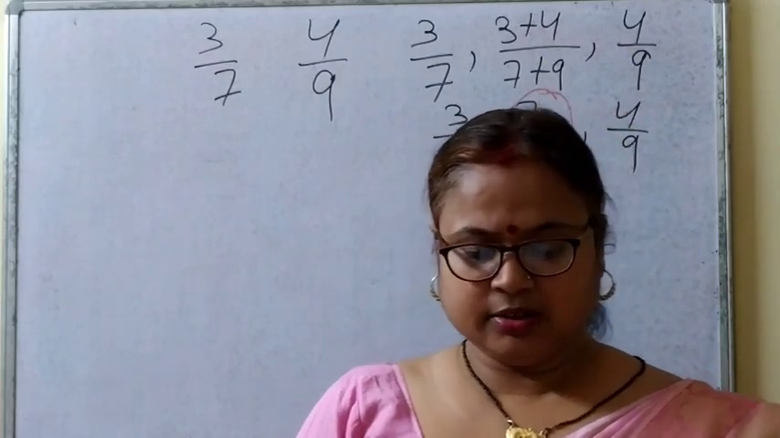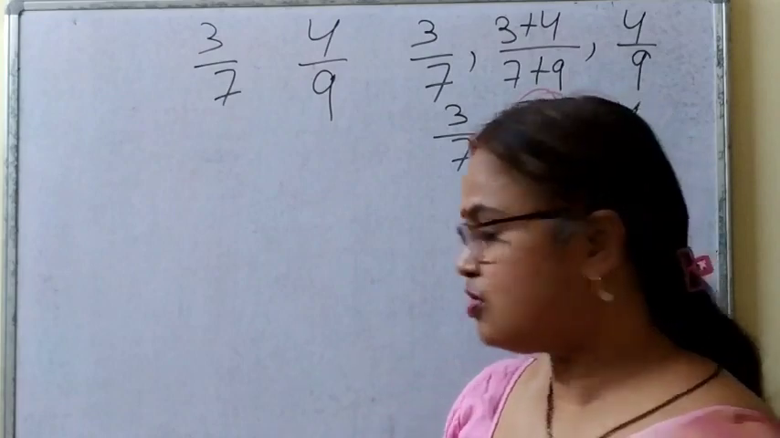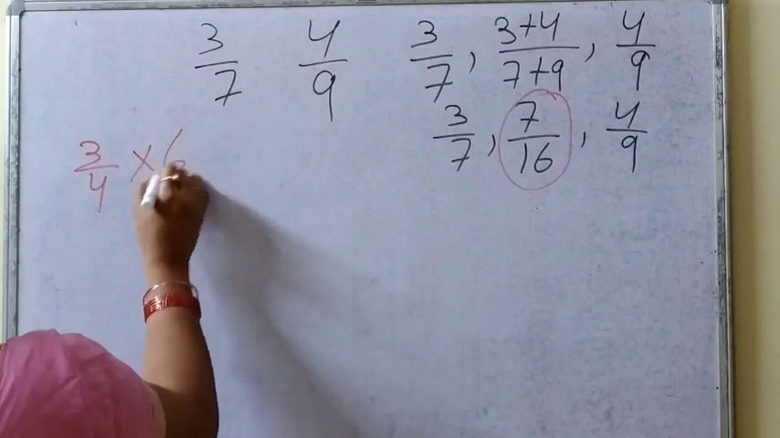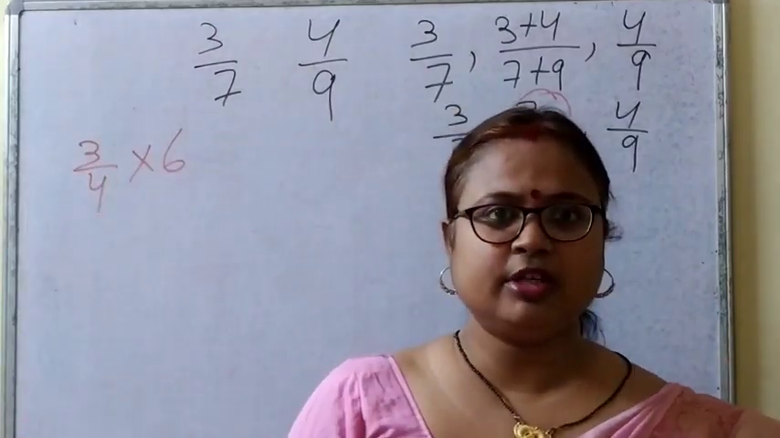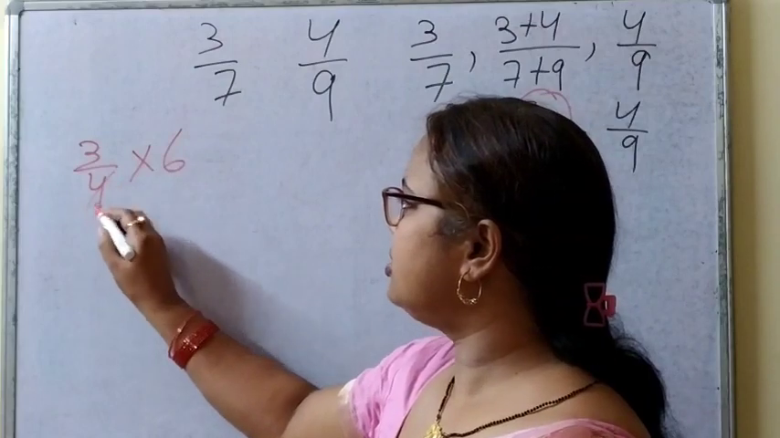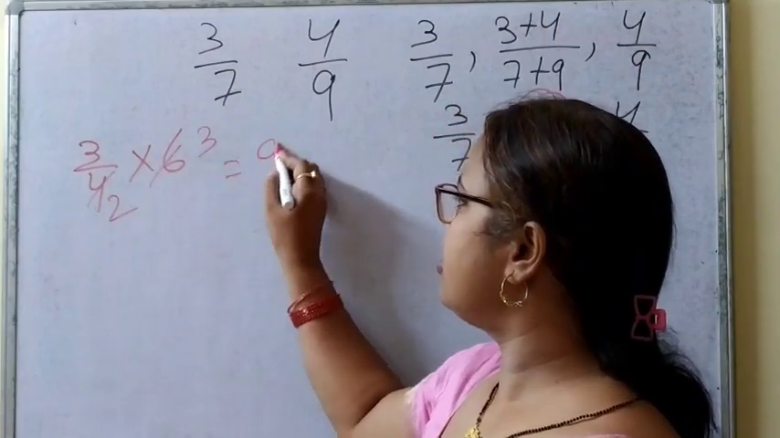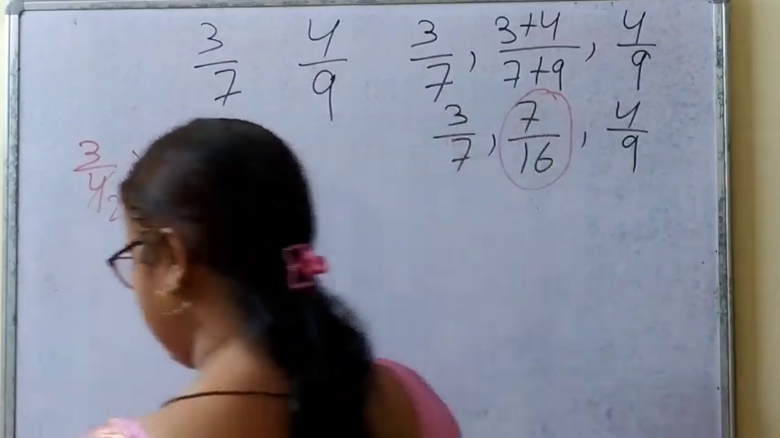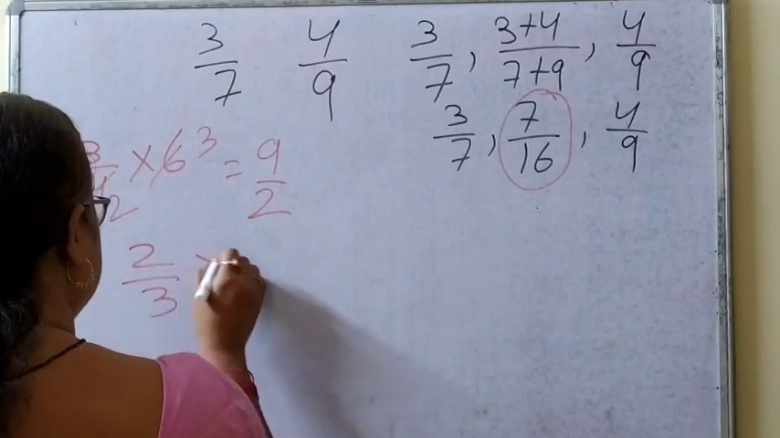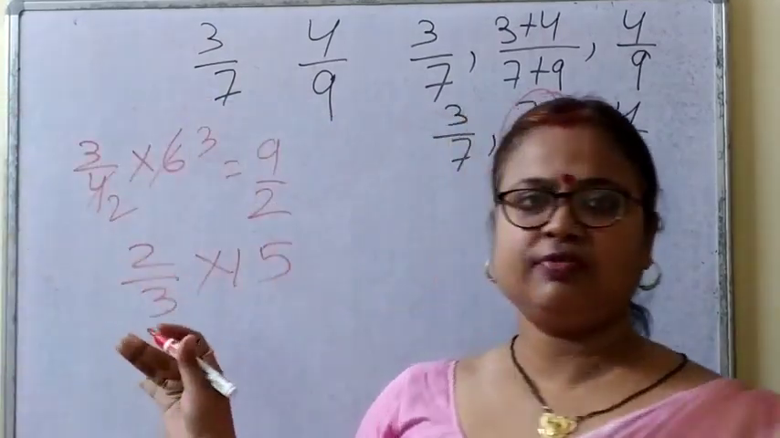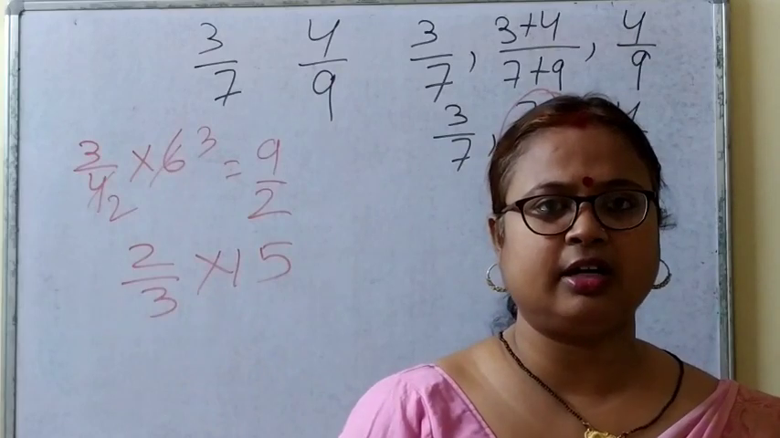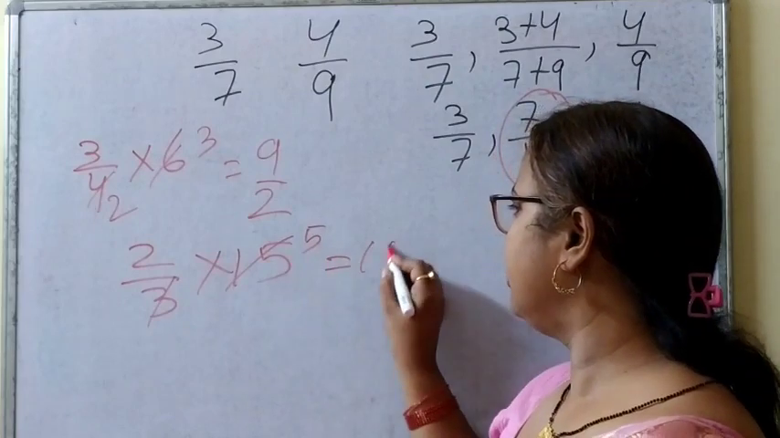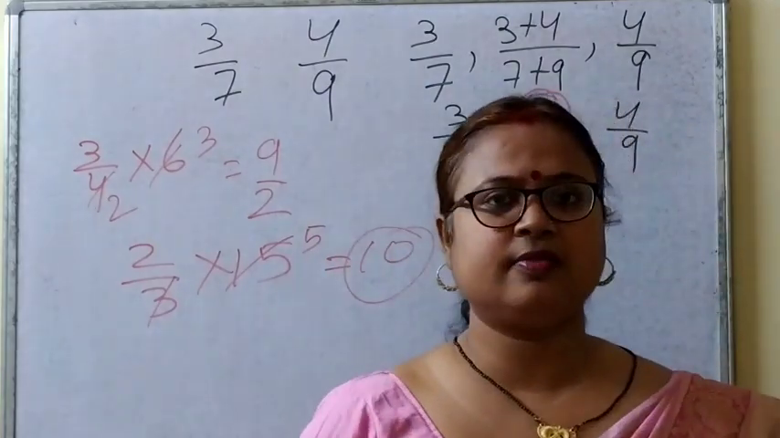Next is simplify. If simplification is there, like 3 by 4 into 6. Of course you don't need much process. Mentally you can do that. 2 4s are 8, 2 3s are 6. The answer will be 9 by 2. Okay. Now if the question is simplify 2 by 3, the fraction 2 by 3 multiplied with 15. What answer will you get? Very easy. 3 5s are 15 and 5 2s are 10. So the answer will be 10.